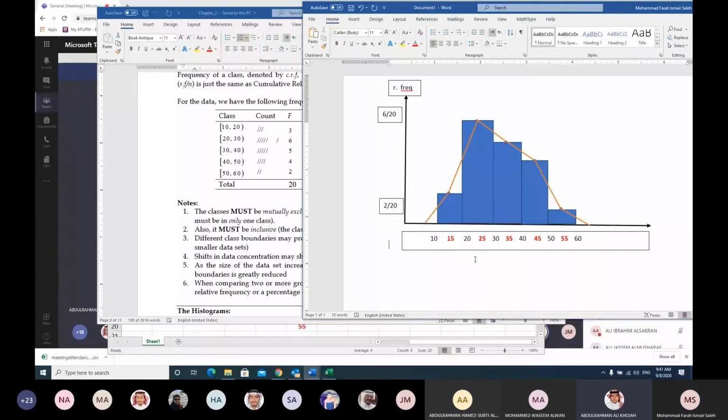Relative polygon, with a smooth curve, relative curve. How many graphs have we taken up to now? Four. The histogram first: you get the histogram with the end points and the frequencies. Relative histogram: end points with the relative frequencies. Midpoint with the frequency polygon.